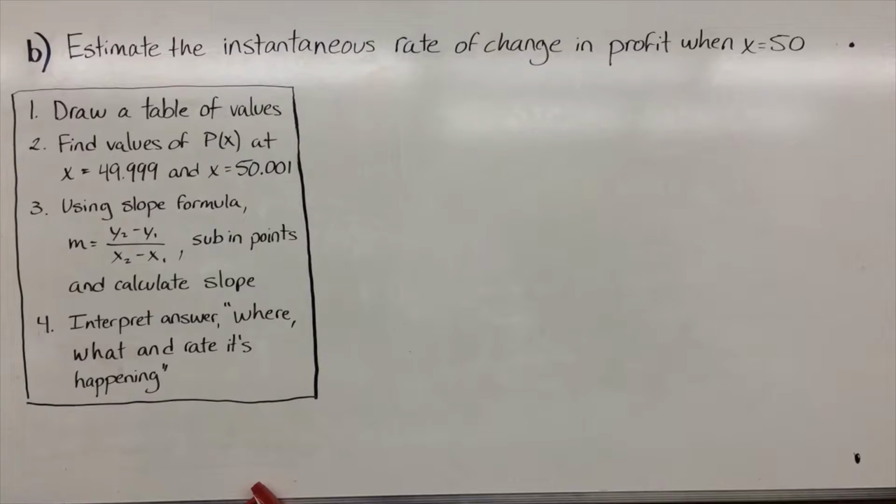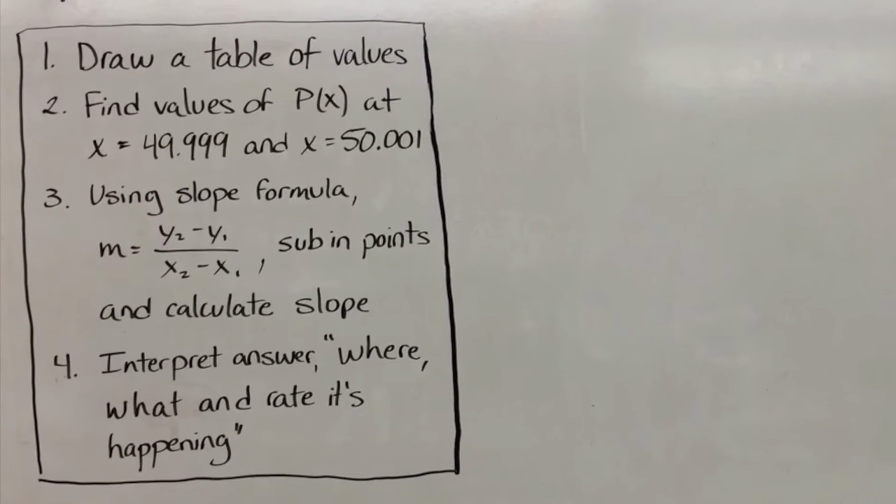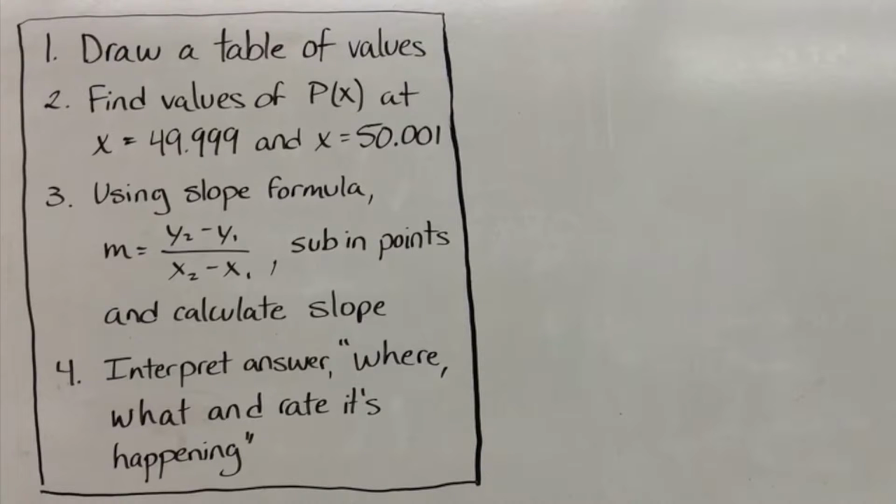Our second focus will be Part B. Estimate the instantaneous rate of change in profit when x equals 50. To find the IROC, the steps are very similar to the process used to find the AROC. However, we want the rate of change at the certain point x equals 50, not over a certain interval.